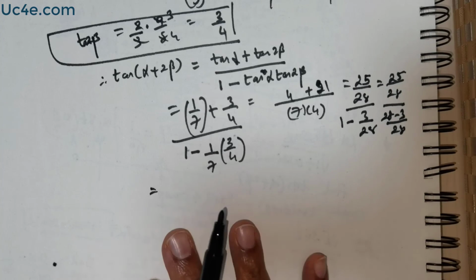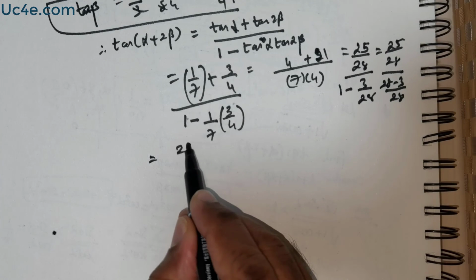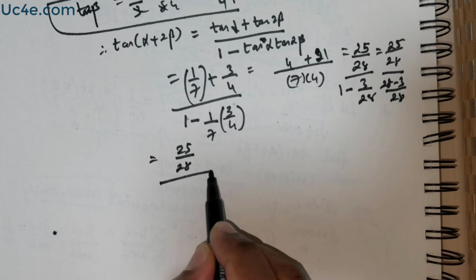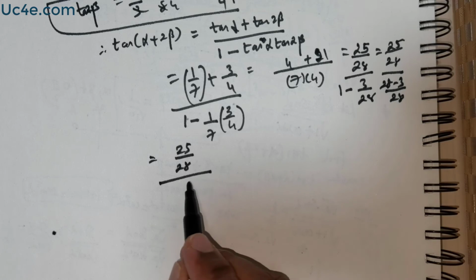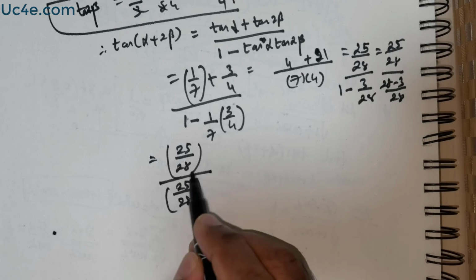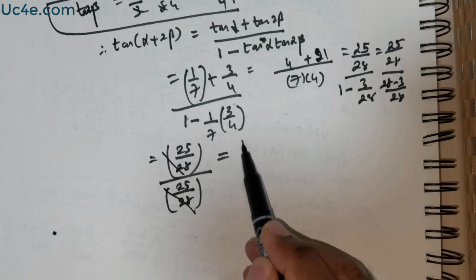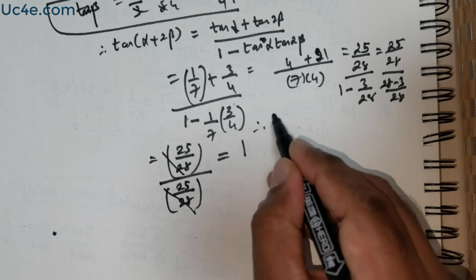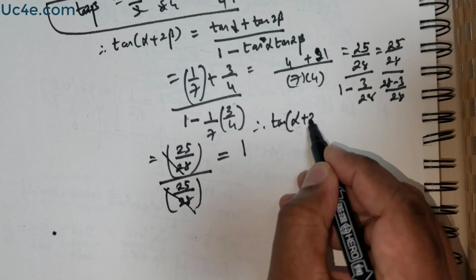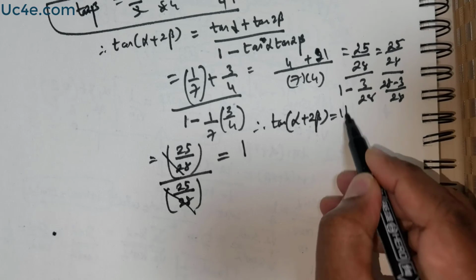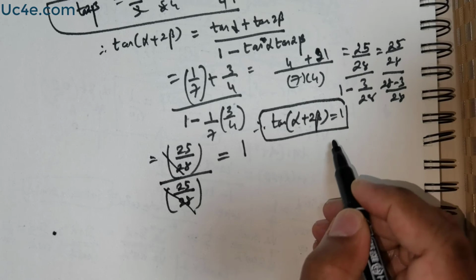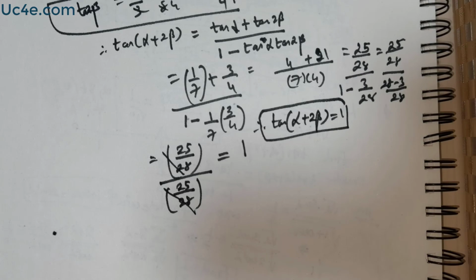So let me write that down here. This is equal to 25 over 28 divided by 28 minus 3, which would give me 25 over 28. Now you can clearly see that 25 over 28 and 25 over 28 can both get cancelled, giving us 1. Therefore the value of tan of alpha plus 2 beta is equal to 1, and that completes the solution for this question, students.